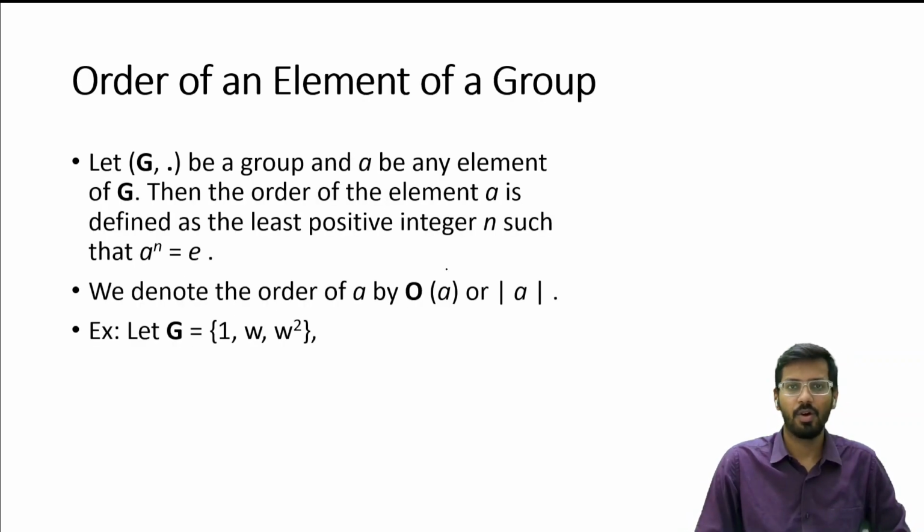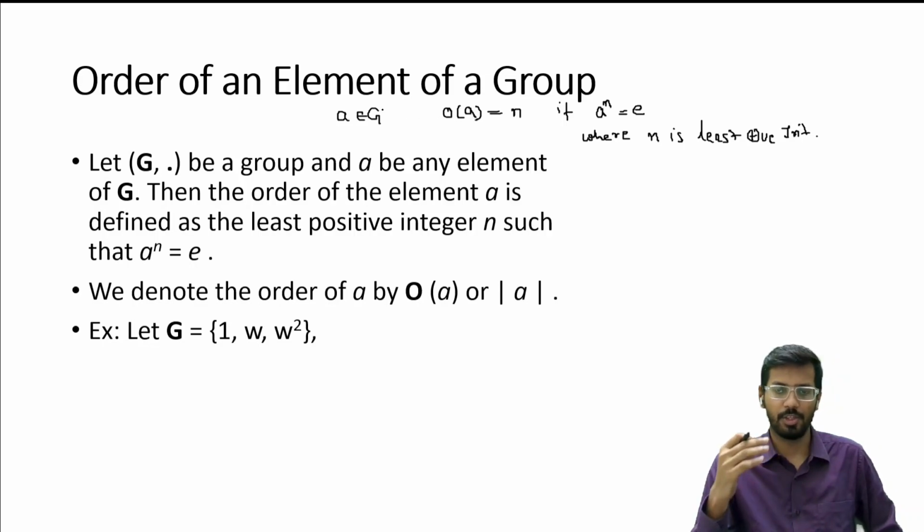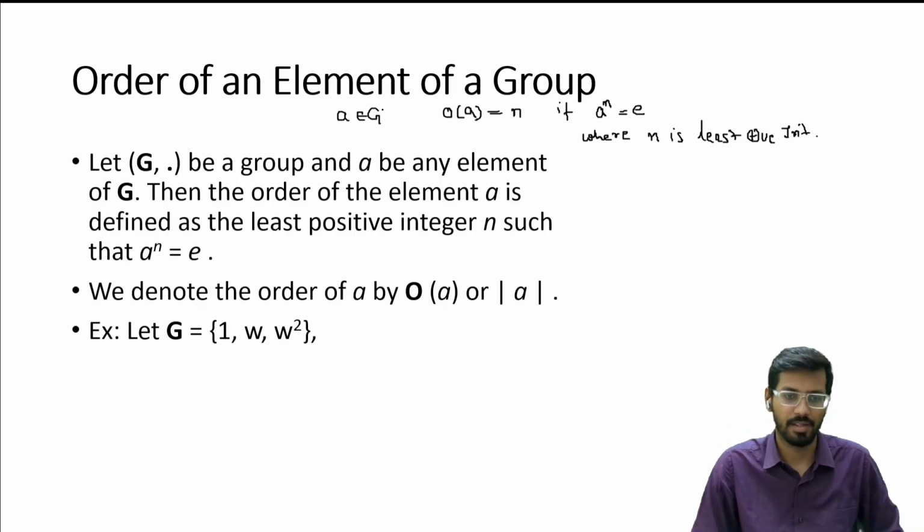Now second is order of the element. Suppose a belongs to some group G, then order of that element a is equal to n if a raised to power n is e, where this n is the least positive integer. OK, this is the least positive integer. So in any group, if we want to find the order of an element, we look at the least positive integer power of that element which, after operating, gives the value equal to the identity element.